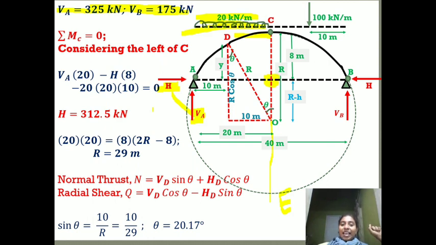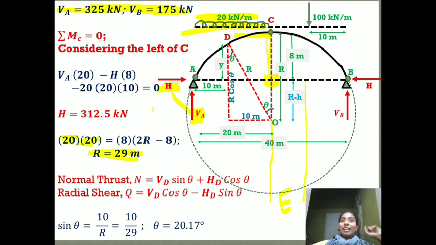According to the theorem, it is AR multiplied by RB. AR is 20 and RB is 20. So 20 multiplied by 20, that is L by 2 multiplied by L by 2, is equal to 8 meters, the rise, multiplied by this distance, which is 2R minus 8. So from this we get the radius equal to 29 meters.